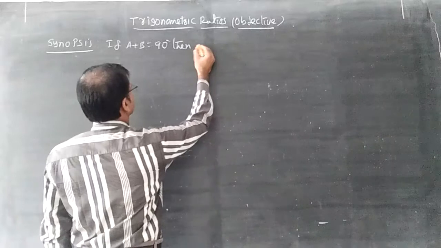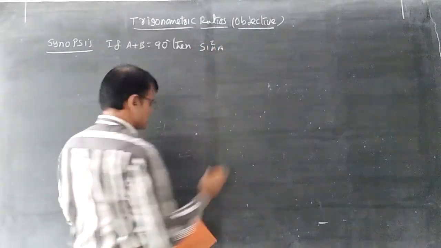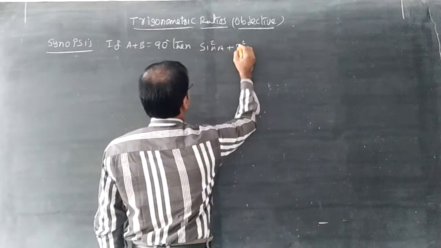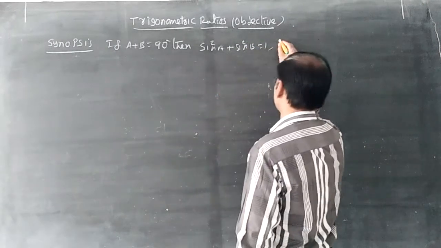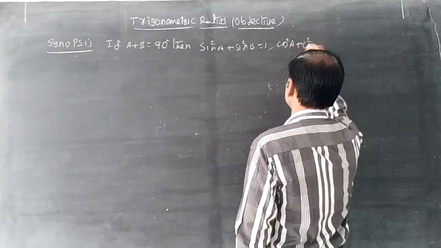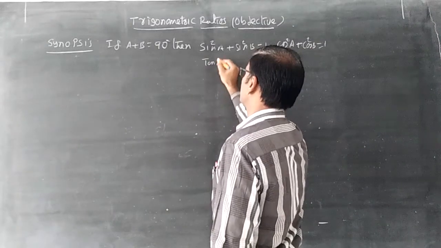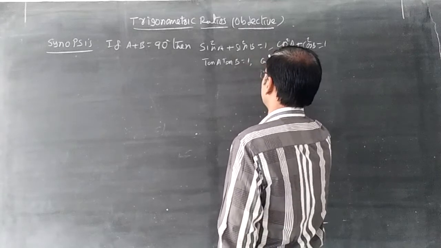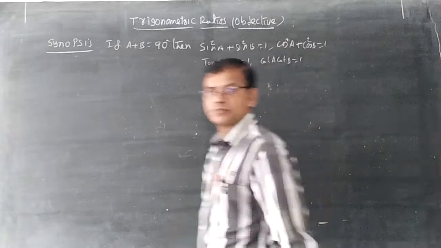If a plus b is equal to 90 degrees, then sin square a plus sin square b is equal to 1. In a similar way, cos square a plus cos square b is equal to 1, tan a into tan b is equal to 1, and cot a into cot b is equal to 1.